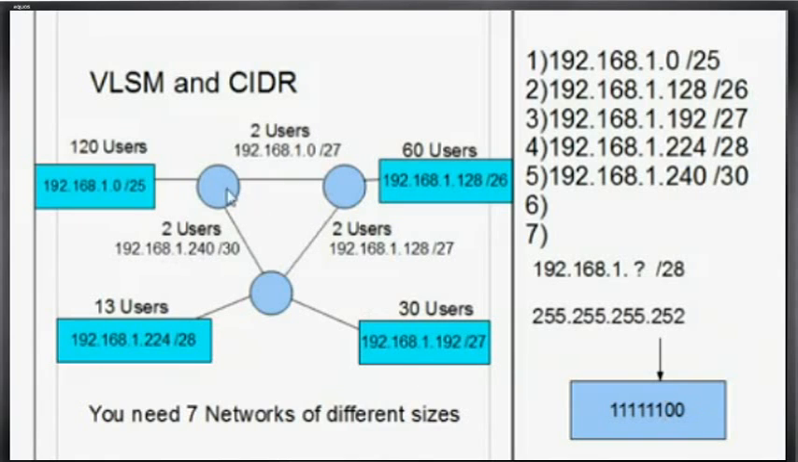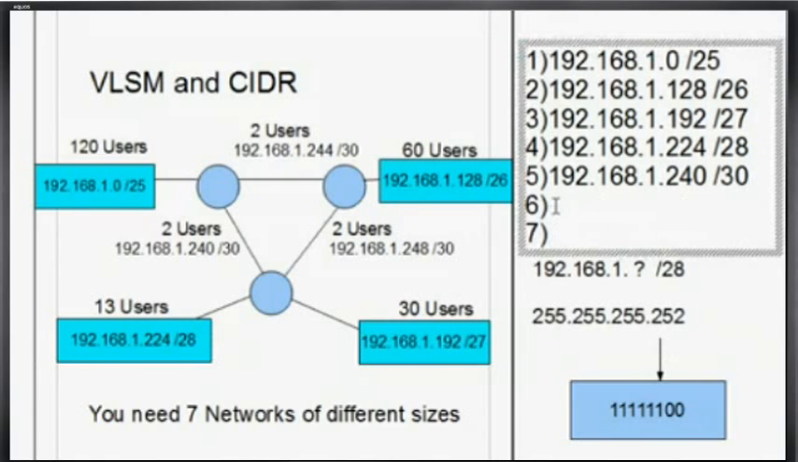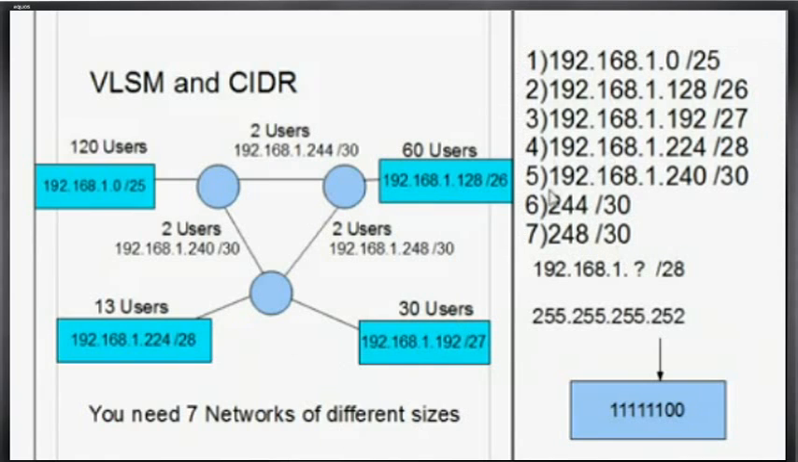So there's that. Now, the last 2 networks are pretty simple. This one right here will be the 244 network /30. This one will be the 248 network /30, and all I have to do is add those in. So the next one's 244/30, and the last one 248/30. So now I have 7 networks, right?